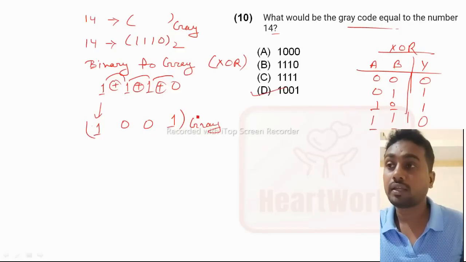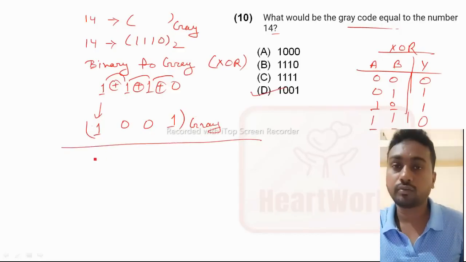Suppose the question comes as gray to binary. You have to convert gray to binary.